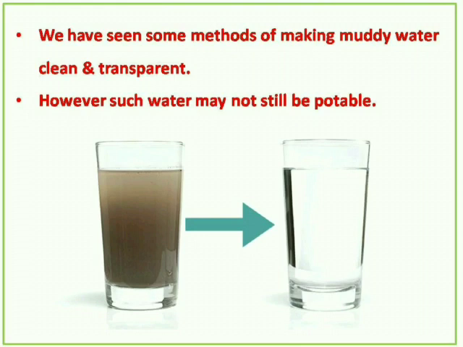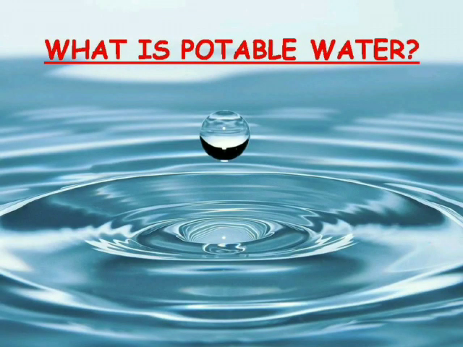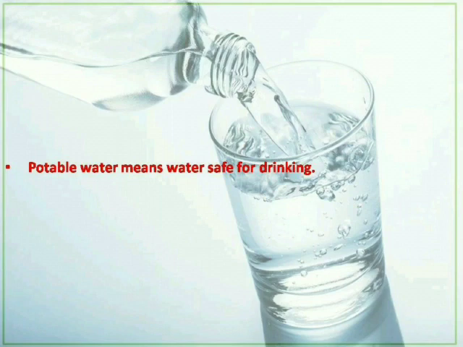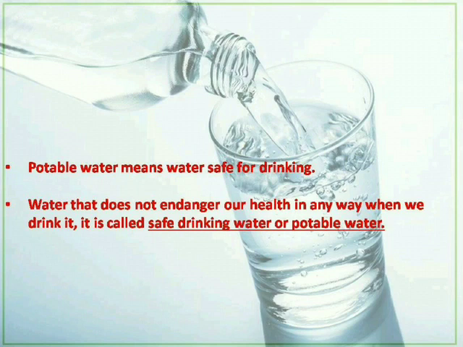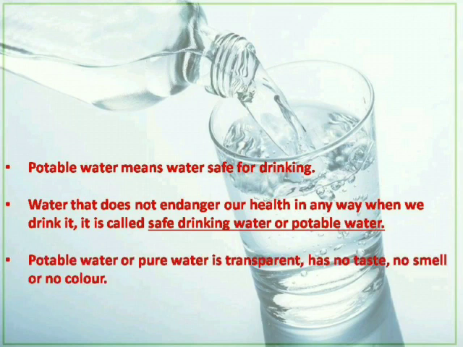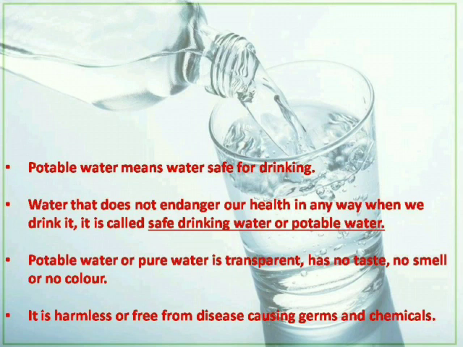However, such water may still not be potable. What is potable water? Potable water means water safe for drinking, water that does not endanger our health. When we drink it, it is called safe drinking water or potable water. Potable or pure water is transparent, has no taste, no smell and no color. It is harmless and free from disease-causing germs and chemicals.